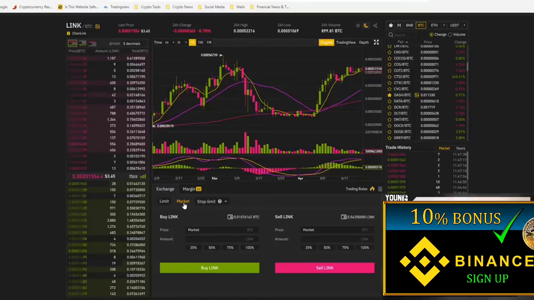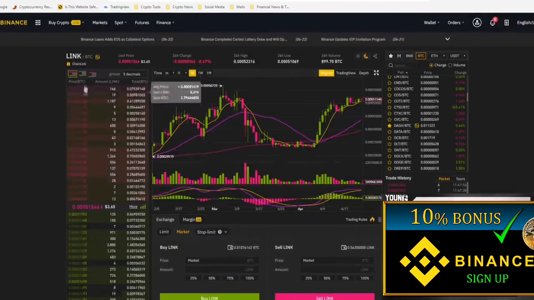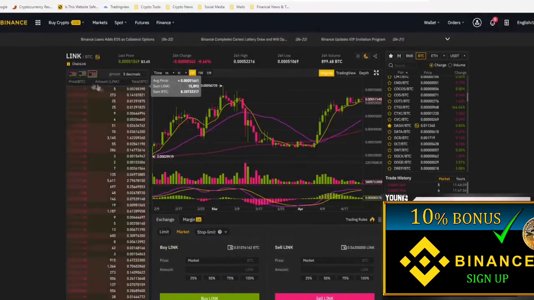So market simply is market buying, and it will give you the best price it can possibly give you. This is good for small amounts of money. If you want to buy Chainlink with a few $100s, market buying is fine. But if you want to do that with a few $1,000s, you have a risk that you will pay too much, because it will fill all of these orders and you don't know which price you are going to pay for it.